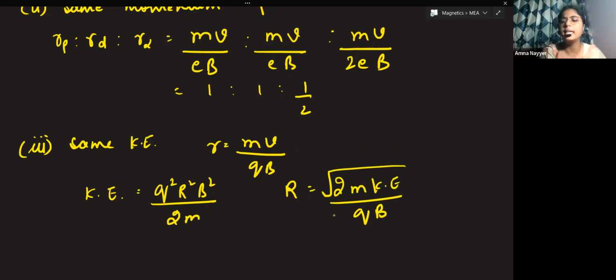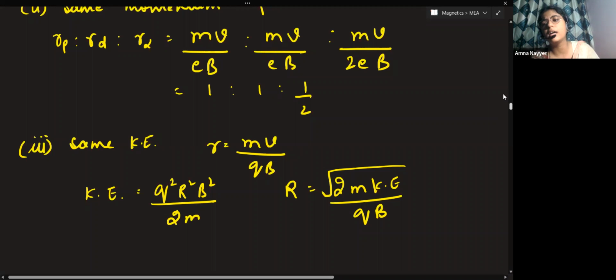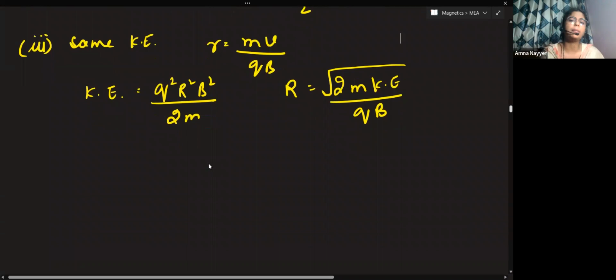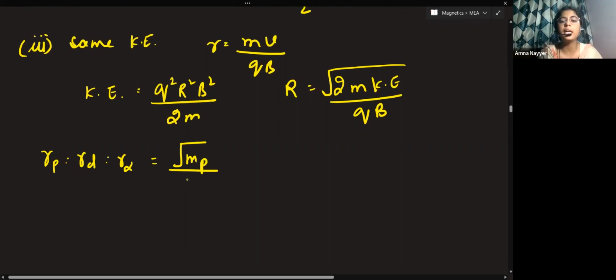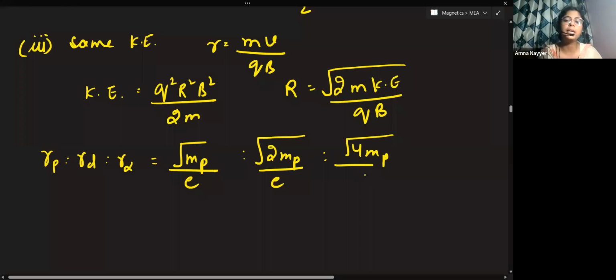So what is same? Same is kinetic energy. Again, you can put in the value of under root m and solve. You will get the answer in root, I believe. See, if I put it as Rp is to Rd is to R alpha, under root will get cancelled, 2 will get cancelled, kinetic energy will get cancelled, magnetic field will get cancelled. Root m p divided by E, 2 mp divided by E, is to 4 mp divided by E. These will be left, rest of the things will be cancelled. Again, root mp by E will be cancelled. 1 : root 2 : root 2. This will be the value of the radius.